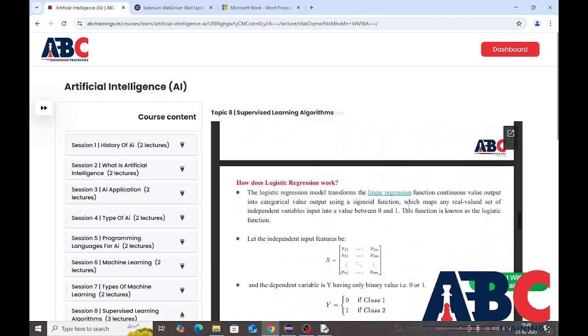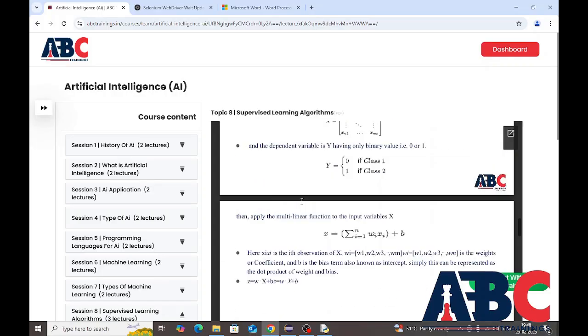How does logistic regression work? The logistic regression model transforms the linear regression function continuous value output into categorical value output using a sigmoid function which maps any real valued set of independent variables input into a value between 0 and 1. This function is known as the logistic function.